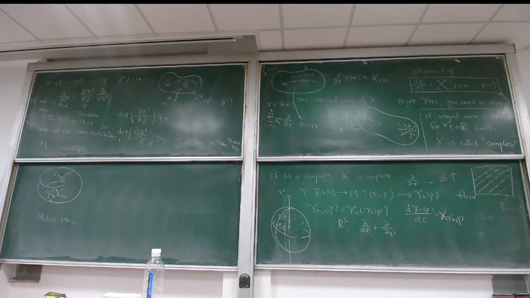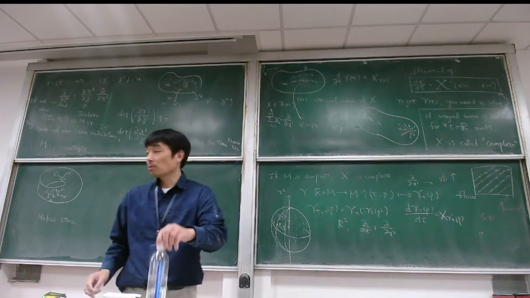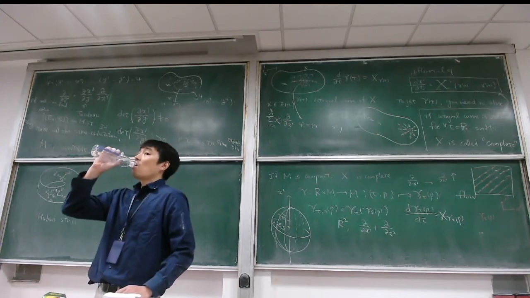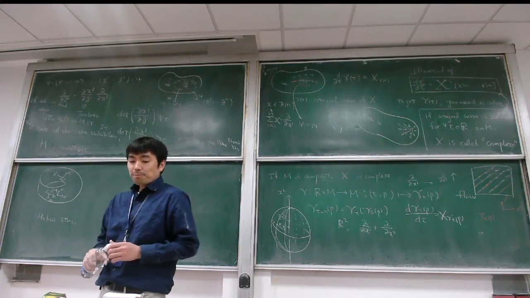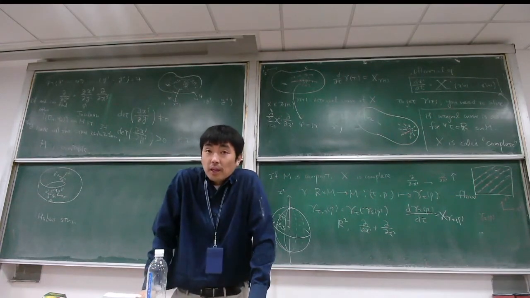Then you cannot find a local coordinate where the intersection determinant is positive. You cannot. So that's a famous example of a non-orientable manifold. Okay. Any question?